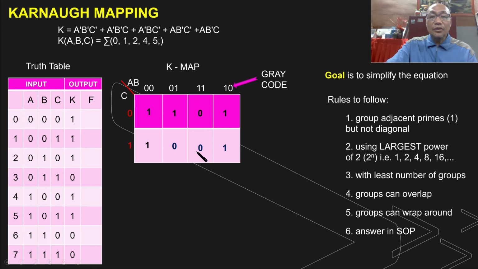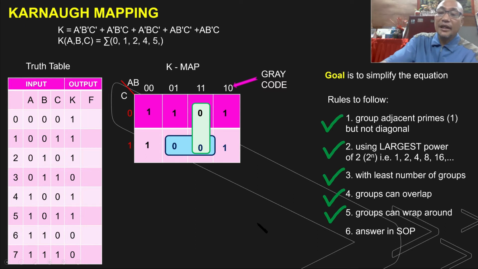So since there are only 2 that are adjacent and it's not diagonal, then we can group these two together. Then we can also group these two together. If we group again this one as a single group only, we will have a problem on number 2, because what we want is the largest group possible using 2 raised to n. We group this one and we also group these 2, and we will be able to use all the rules that we have here. We will not be violating any of the rules.